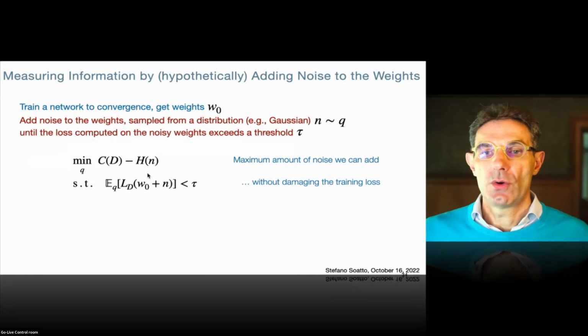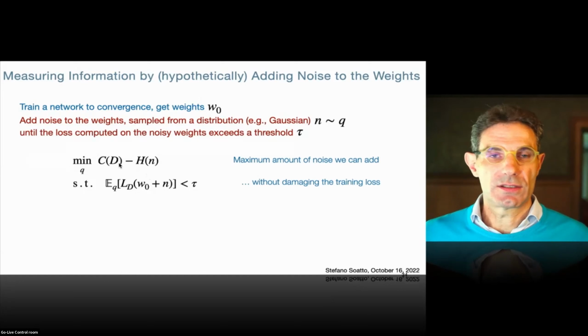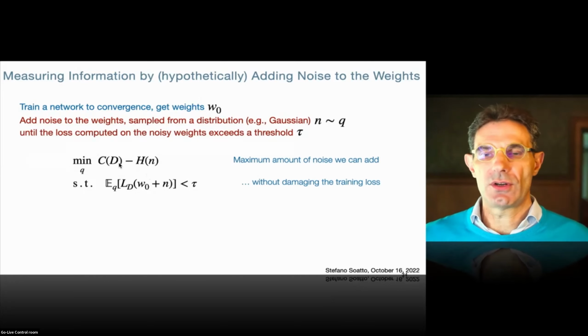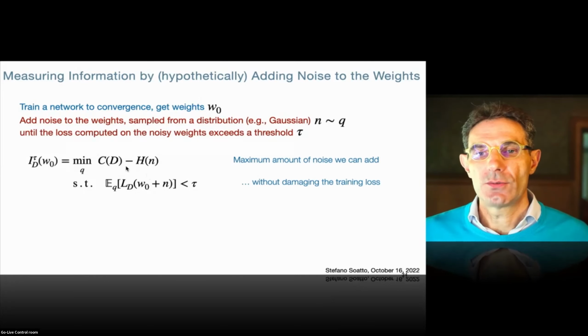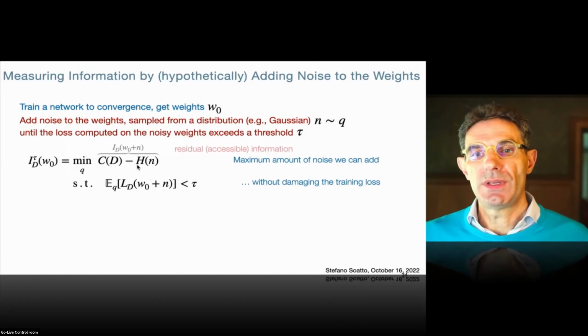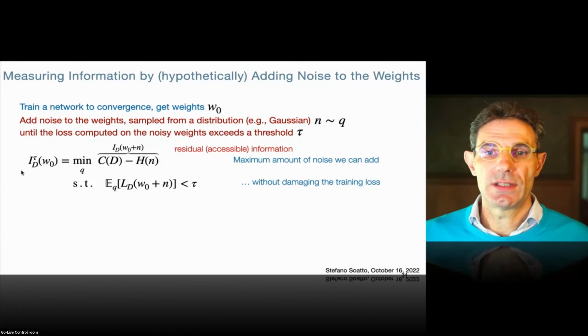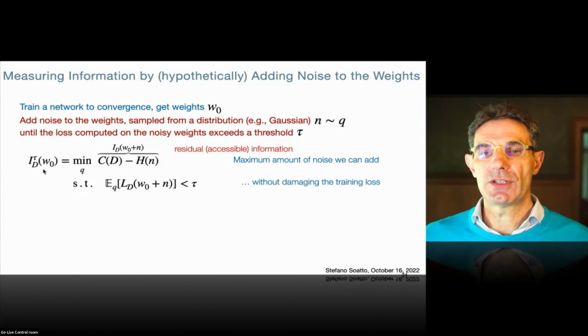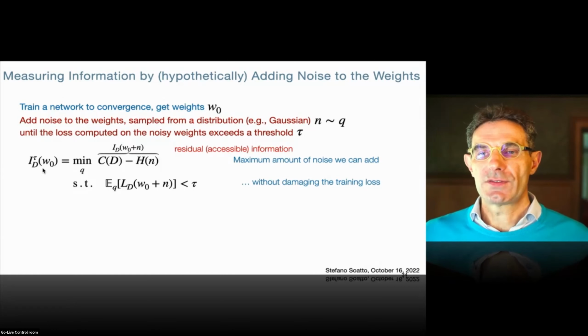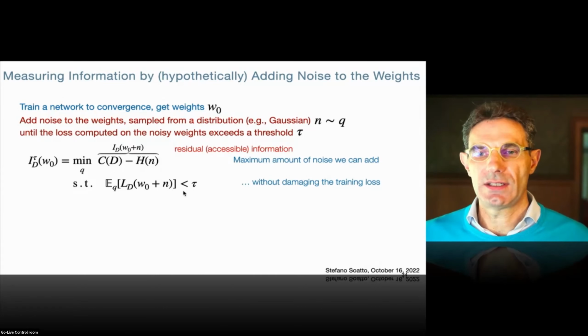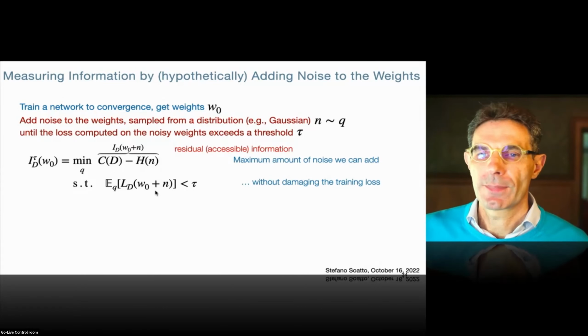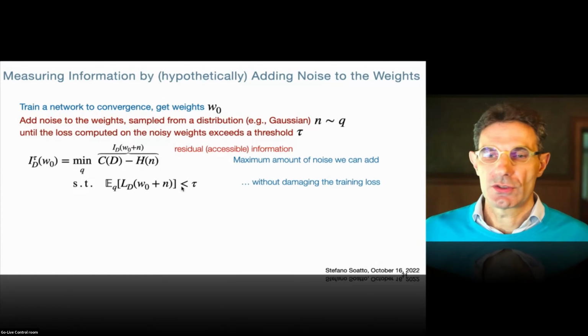Okay. Now, whatever information was in the dataset before you started training, that's a constant, you don't get to touch that. The difference from that would be what's left. That's the residual information which is accessible by the model. So this is the definition of accessible information. It's what's left after you add noise to the point where your network doesn't see an effect. Okay.